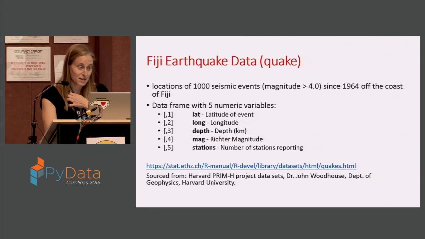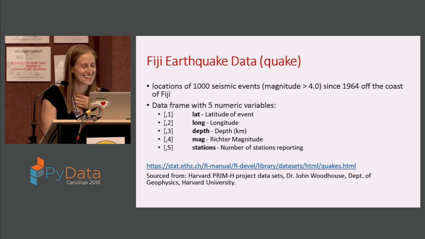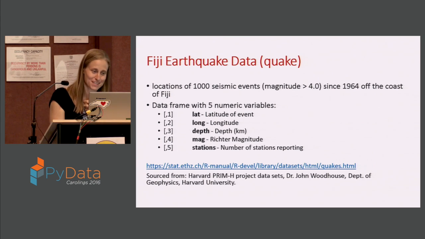So the earthquake Fiji data, or the Fiji earthquake data that we'll be using is called Quake or Quakes. I thought it was Quakes with an S. You'll know very quickly if you try to go head Quake or head Quakes or summary. But it's the location of 1,000 seismic events greater than 4 magnitude since 1964. They didn't give an end date. I assume it doesn't go to 2016, off the coast of Fiji. It just has 5 variables. I chose it because it has lat long, so we can use it with Leaflet to make a pretty map. Then it has depth and magnitude and the number of stations that are reporting a given quake.